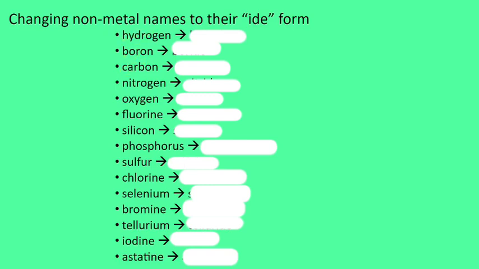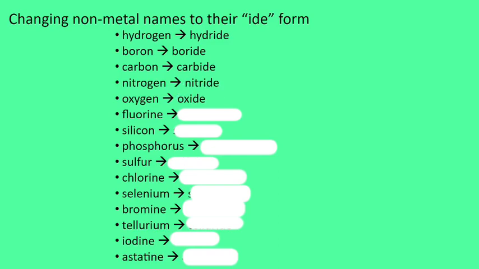So our hydrogen, if we take the hydro part, turns into hydride. Boron, boride. Carbon turns into carbide. Nitrogen, nitride. Oxygen, of course, is oxide. Fluorine turns into fluoride, like the stuff they put on your teeth. Silicon is kind of a weird one. It's silicide. Phosphorus, I know it's a long name to begin with, but we just take the first syllable, phosph, and add the "ide" on the end.